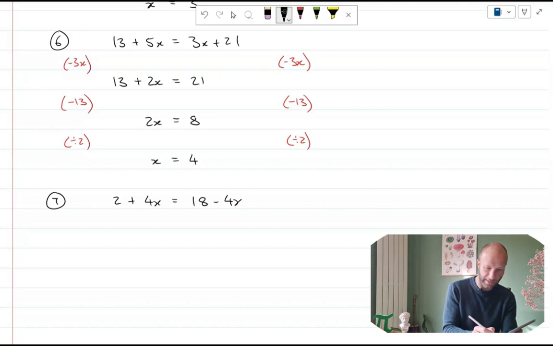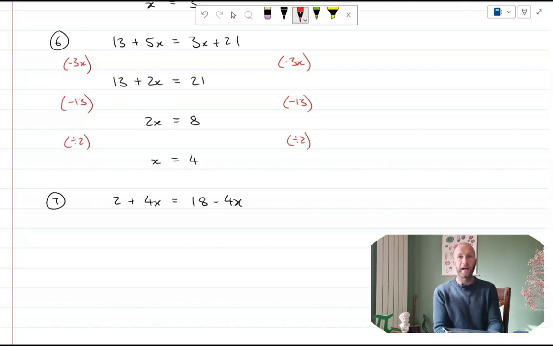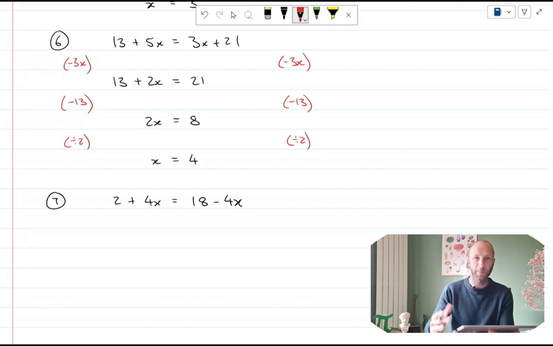So this time I've got a negative x term. And again, if you think carefully about what we said, if we want to try and keep x's positive, the calculations are a little bit more simple.